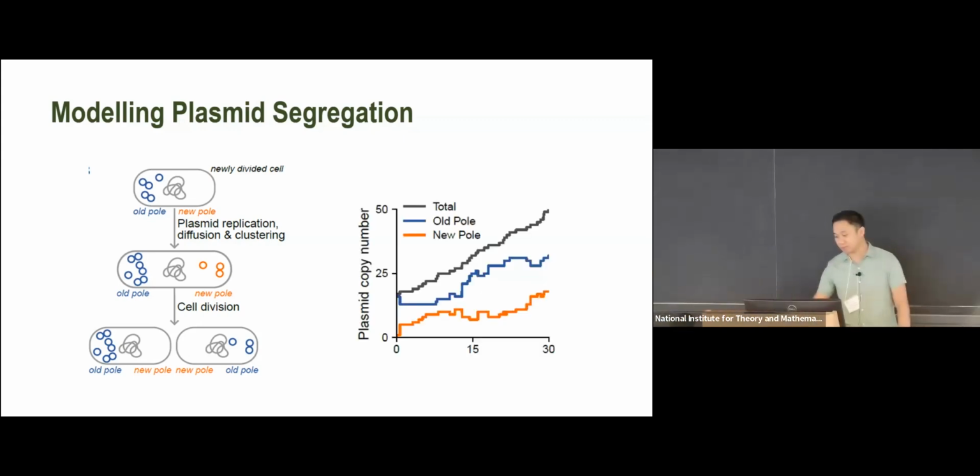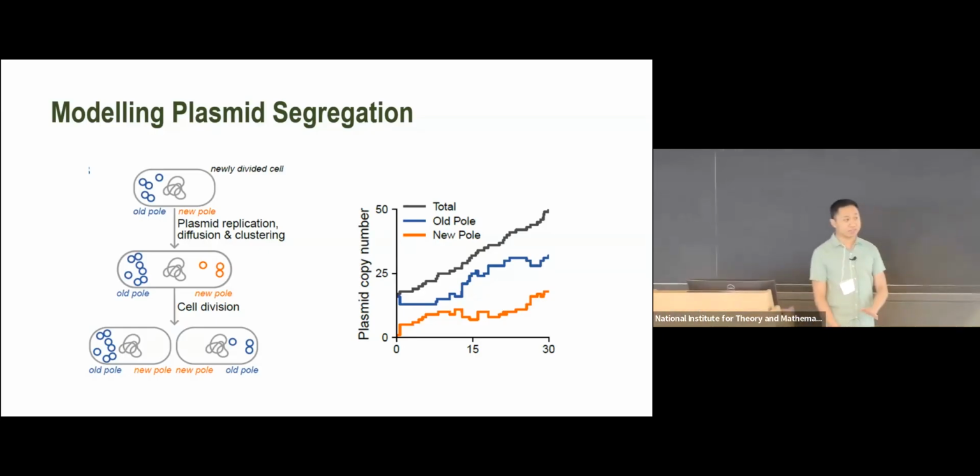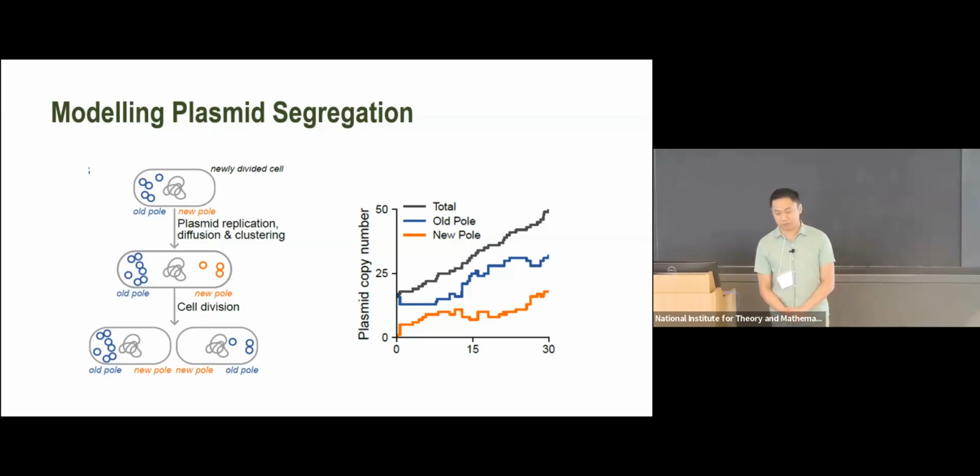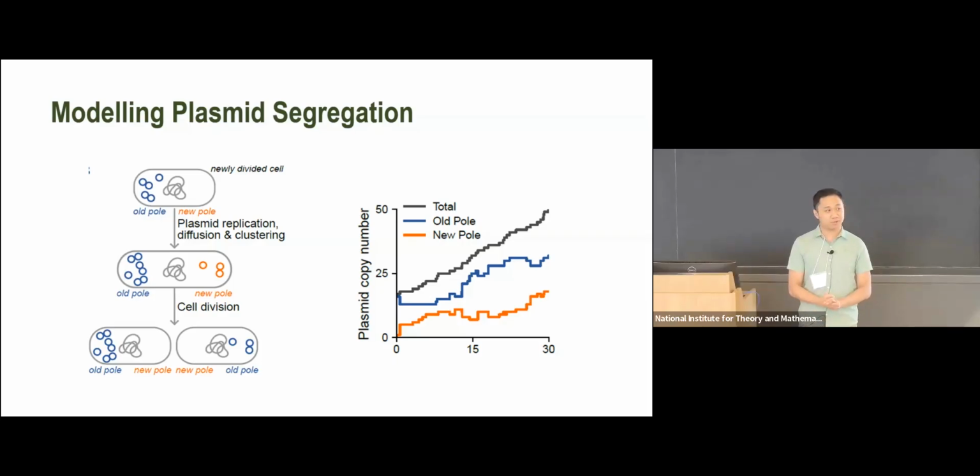And in our model, we're able to track the following at the single cell level. So we could track the total number of plasmids, which is the black curve. And then we also could track the number of plasmids at the old pole and the number of plasmids at the new pole. Now you would notice that because we assumed that all plasmids get inherited in the old pole, typically you will see a larger number of plasmids there. And because the number of plasmids in the new pole typically starts at 0, there's nothing in there, so you will see a lesser number of plasmids. All right?